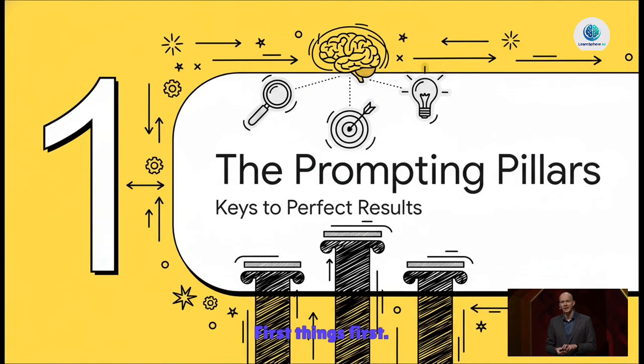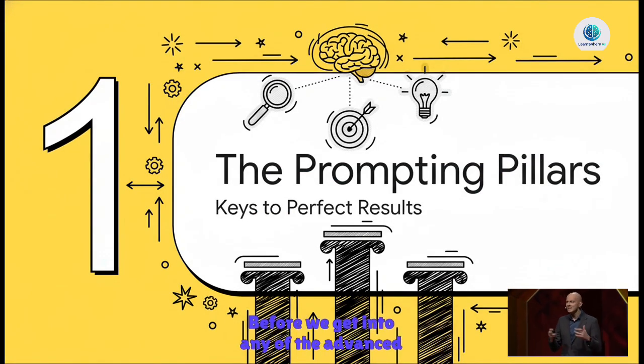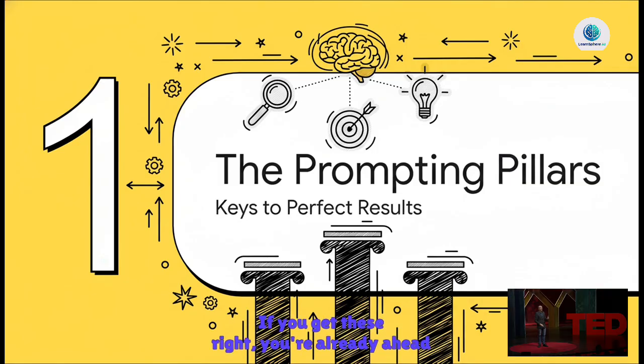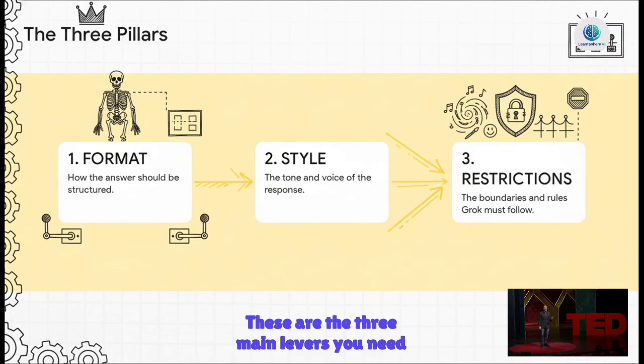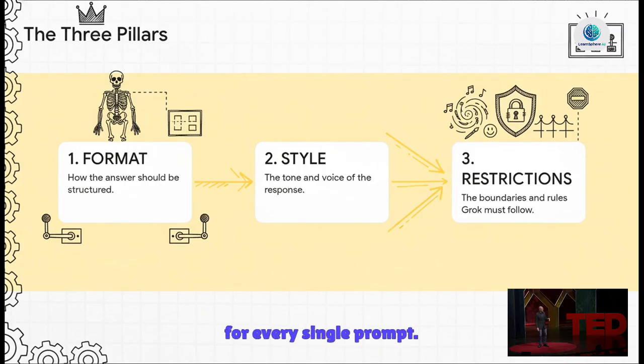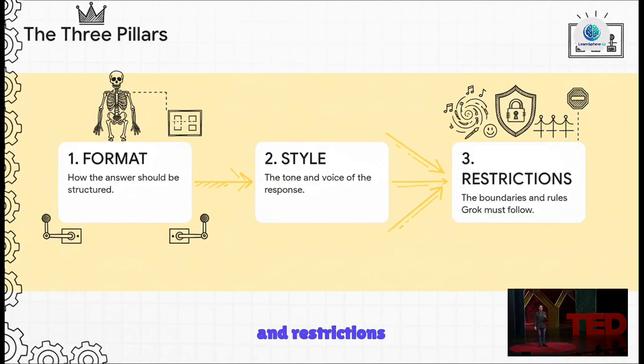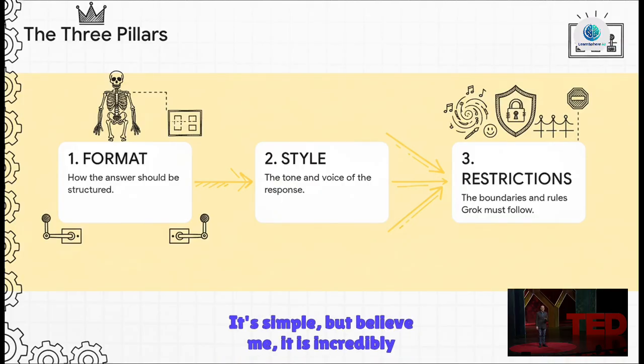Okay, first things first. Before we get into any of the advanced, fancy tactics, we absolutely have to nail the fundamentals. Everything, and I mean everything, starts with these 3 prompting pillars. If you get these right, you're already ahead of most people. These are the 3 main levers you need to pull for every single prompt. Just think of it like your own personal control panel. Format builds the skeleton, style gives it personality, and restrictions create the guardrails. It's simple, but believe me, it is incredibly powerful.